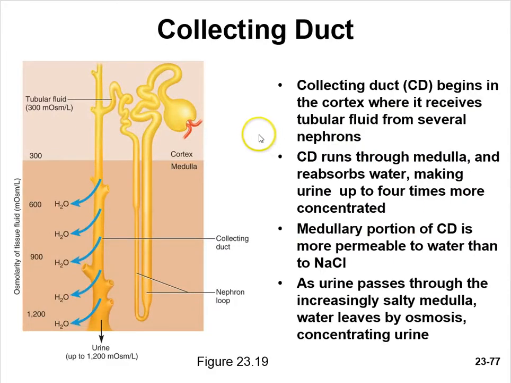So the collecting duct begins in the cortex, right here. It receives fluid from several nephrons. Then it runs through the medulla. Here it reabsorbs water back to the bloodstream, making urine up to 4 times more concentrated. The medullary portion of the collecting duct is actually more permeable to water than sodium chloride. And then as urine passes through the increasingly salty medulla, water leaves by osmosis, which concentrates the urine and conserves the water.